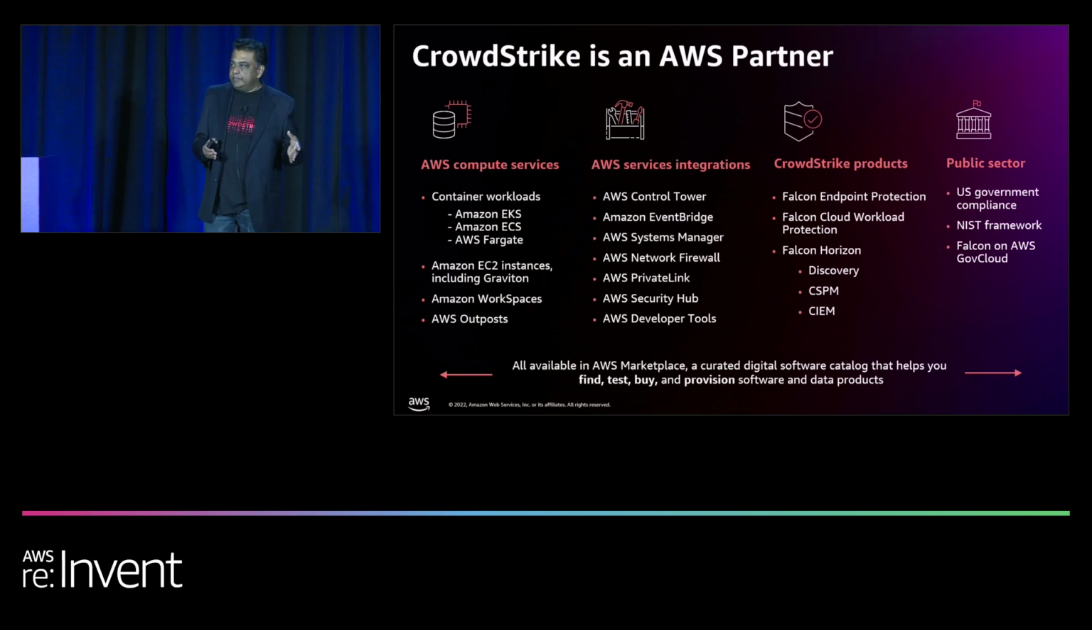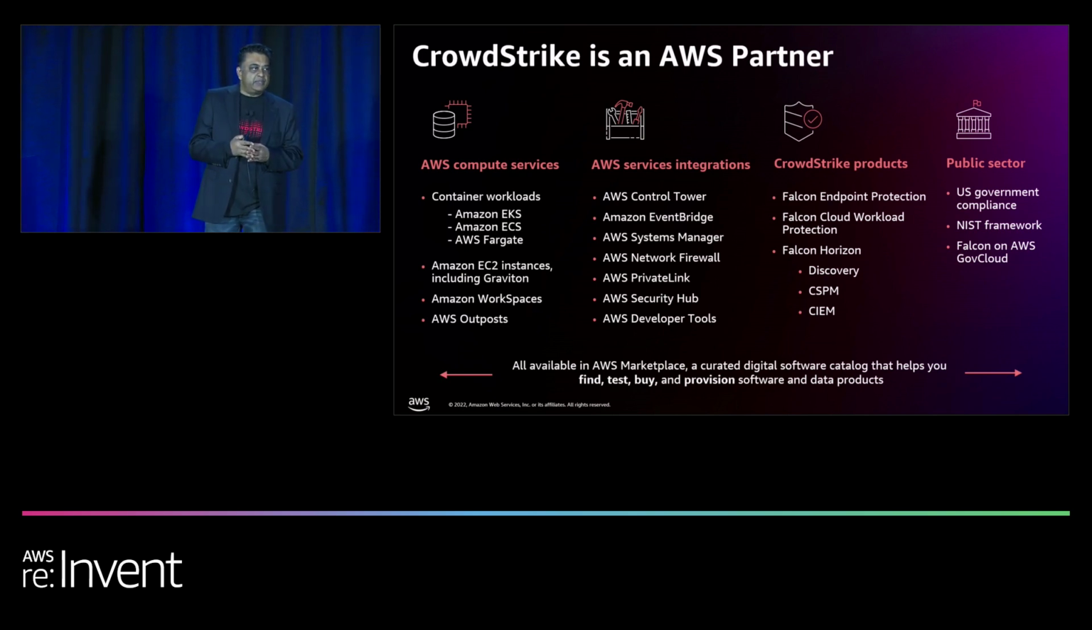The product set that we have here: the Falcon endpoint protection that protects your EC2 Linux and Windows sensors. Then we have the cloud workload protection, which is your Kubernetes infrastructure, whether you're using EKS or running your own environment. And then you have Falcon Horizon, which is the visibility platform. All of these together make our cloud-native application protection platform, or CNAPP, which is the Gartner term out there. That includes the CSPM, CIEM, and discovery.